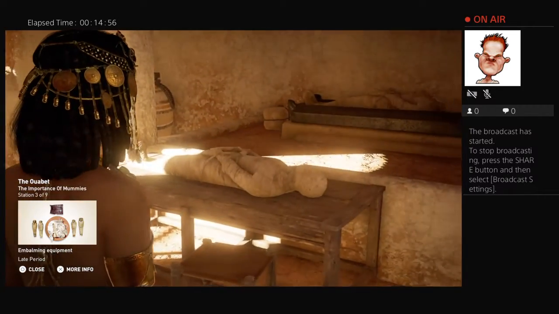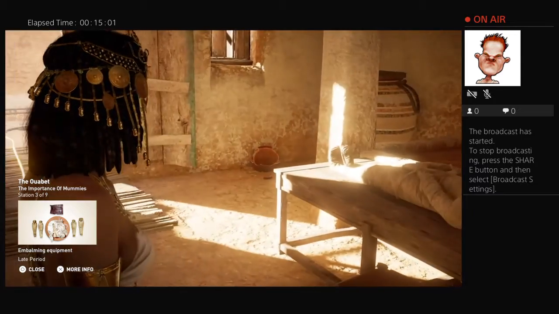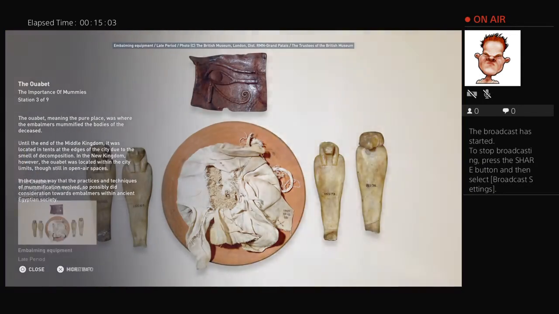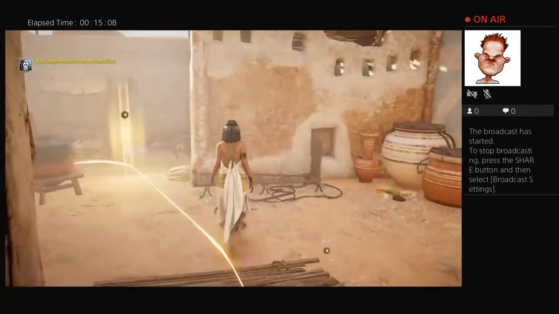The Uabet, meaning the pure place, was where the embalmers mummified the bodies of the deceased. Until the end of the Middle Kingdom, it was located in tents at the edges of the city due to the smell.